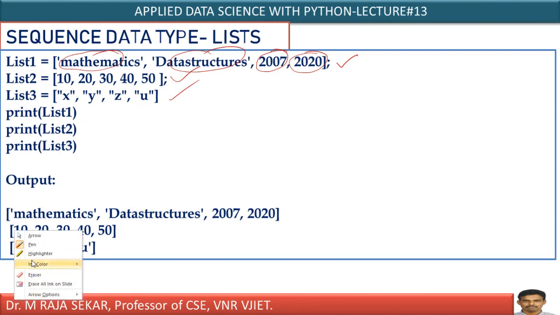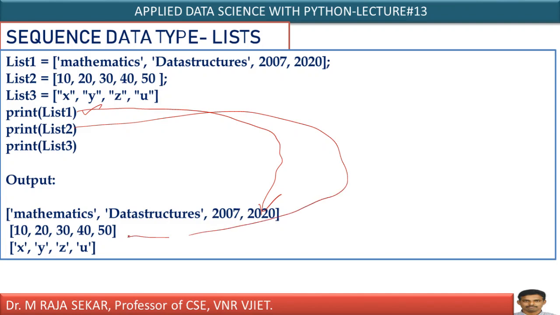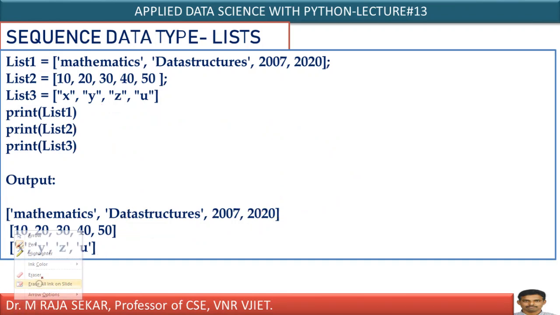How can I display contents of a list? It's simple: print the list name. What is my first list name? List 1. Therefore, what output will I get? Just this output. These are the contents in list 1. Print list 2 means I will get this output, whereas print list 3 means we are displaying the content stored in different lists, isn't it?